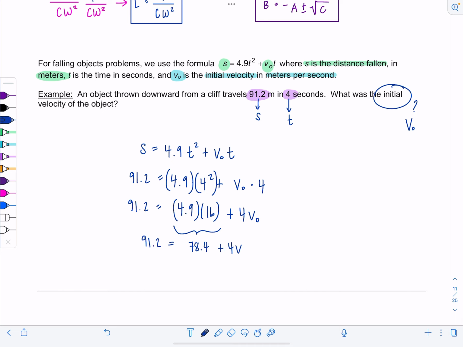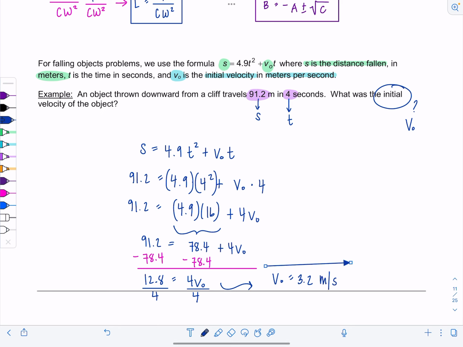And then this is not even a quadratic equation anymore. I'm solving for v naught, which is not squared. So I'm just going to subtract 78.4. 91.2 minus 78.4, 12.8 equals 4v naught. Divide by 4. V naught equals 3.2 meters per second. Don't forget the units.